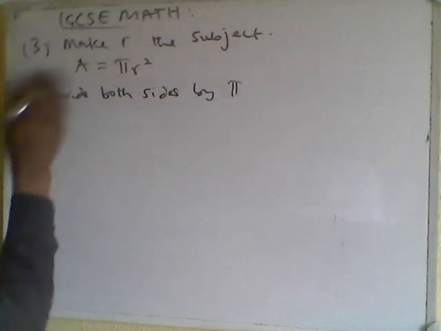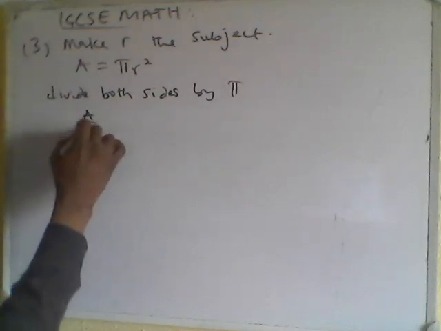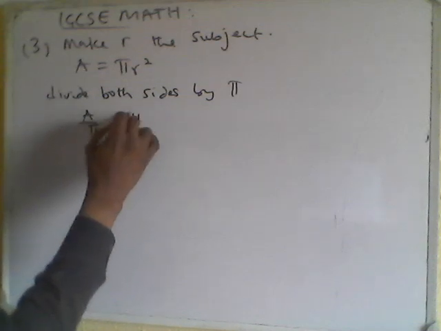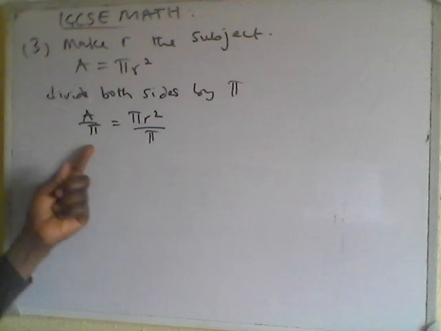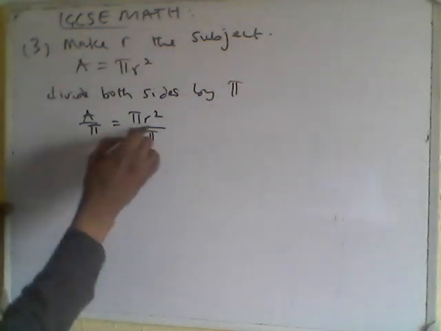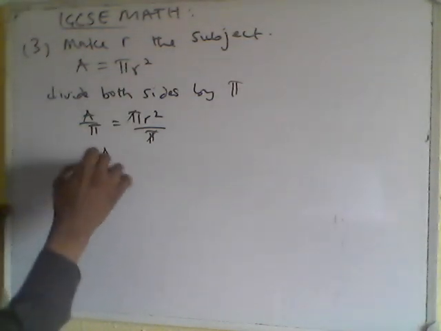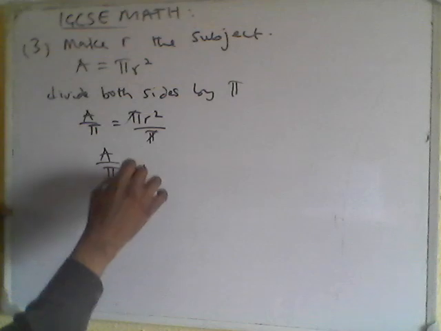So for this side of the equation, I have a over pi is equal to pi r squared over pi. So I'm dividing both sides by pi. I'm not doing anything wrong. So this will cancel this. So I have a over pi is equal to r squared.